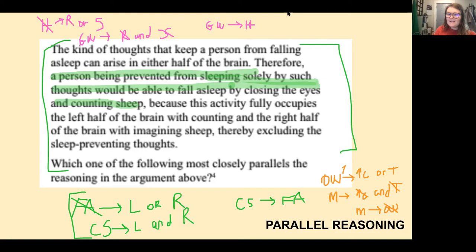This one was hard to diagram because not falling asleep means you have thoughts. So I guess counting sheep makes you not have thoughts. So that's where that would have been. Does that make sense?